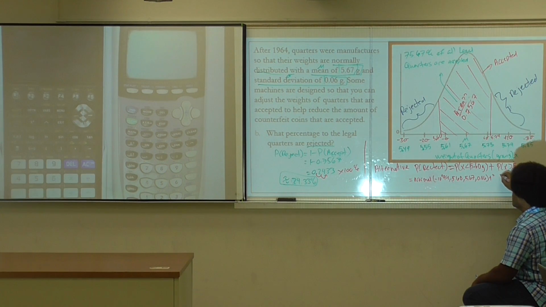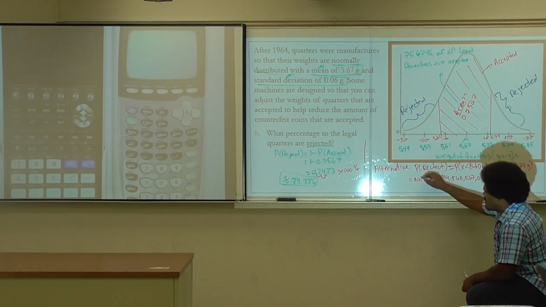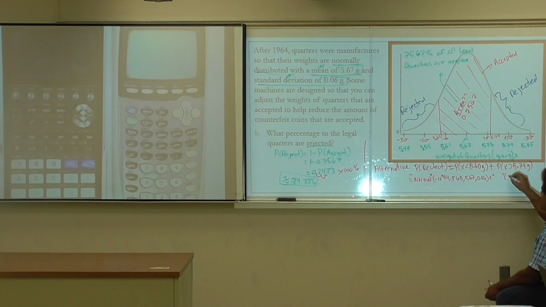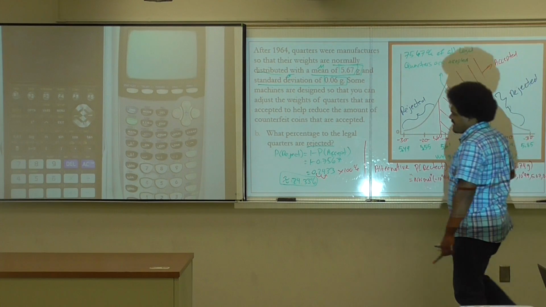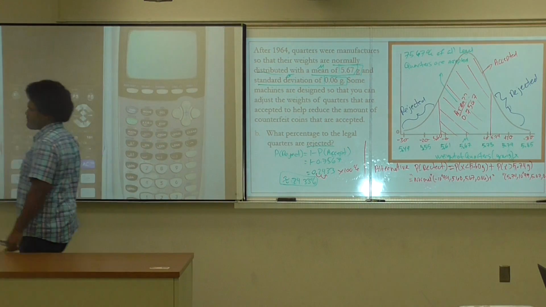Okay, so I'll put quotes here because it's still going to be normal. I need some space, and we're going to have in here your 5.74, comma your 10 to the 99, comma your 5.67, comma your 0.06. Okay? And that's what we could write as an expression on your calculator. Or you could do them individually and add them separately. It's really your choice on how you want to do it.